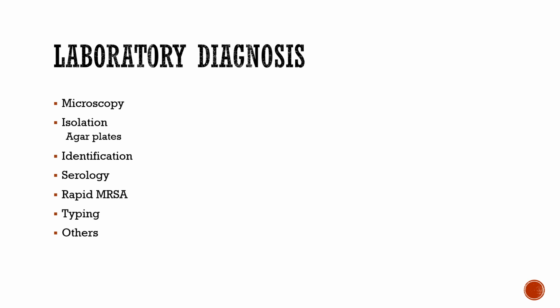There is the latex agglutination test and immunochromatography. Then, if the organism turns out to be MRSA, methicillin-resistant Staphylococcus aureus, we can do Xpert MRSA, and the turnaround time for it is almost 1 hour. We can also use typing methods. I will just give the abbreviations, and later on I will give you the details of these. The first one is PFGE, the next one is MLST, the next is MLVA, and then there is ribotyping and MALDI-TOF MS.